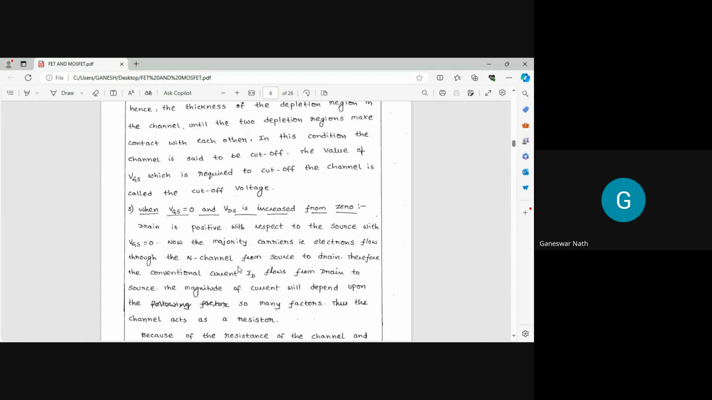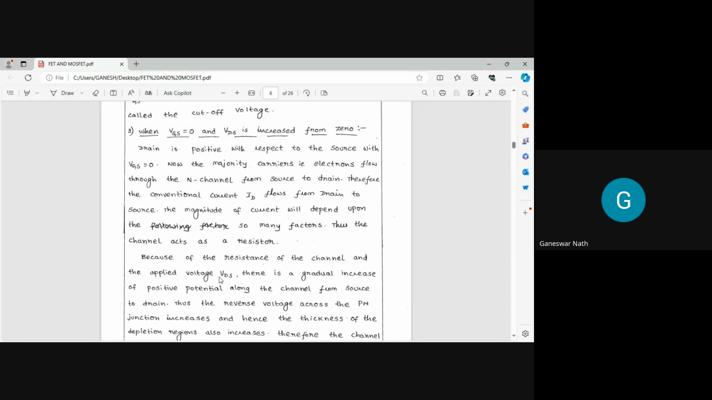flow through the N channel FET from source to drain. Therefore, the conventional current ID flows from the drain to the source, and the magnitude of the current will depend upon the factor which acts as a resistor inside the FET actually. As you know, the FET is simply a rheostat or a variable resistor.